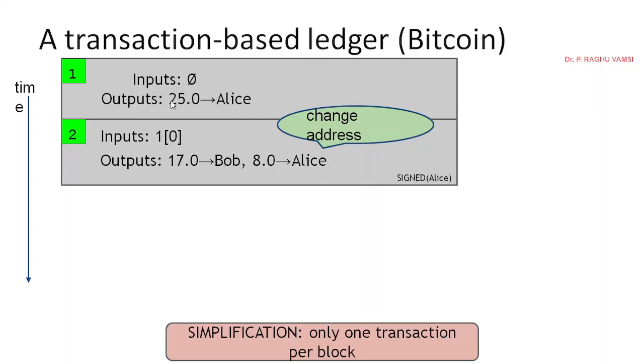This Bob, see, previously 25 is with Alice. Now it was split to 17 and 8. 17 was given to Bob. Now 8 was given to Alice. So how is it possible it was given to Alice?